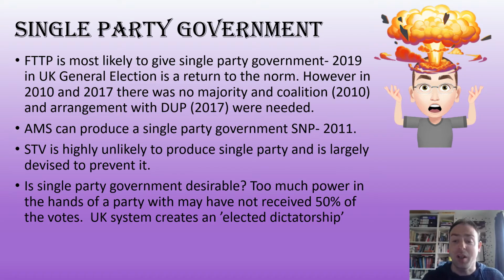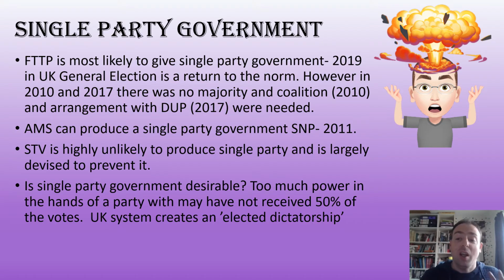You end up with what's known as an elected dictatorship, where essentially you end up with, for example, what we have now. We have a government with a majority of 80, and they pretty much can do what they like, and unless they have a huge internal split, they can do pretty much what they like, or what their party leaders decide they should do, all the way through until the next election, which will probably be in 2024.